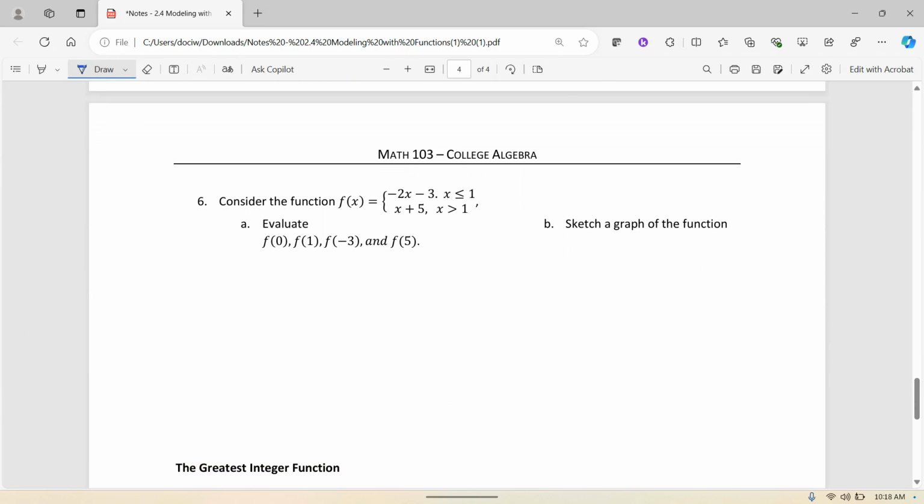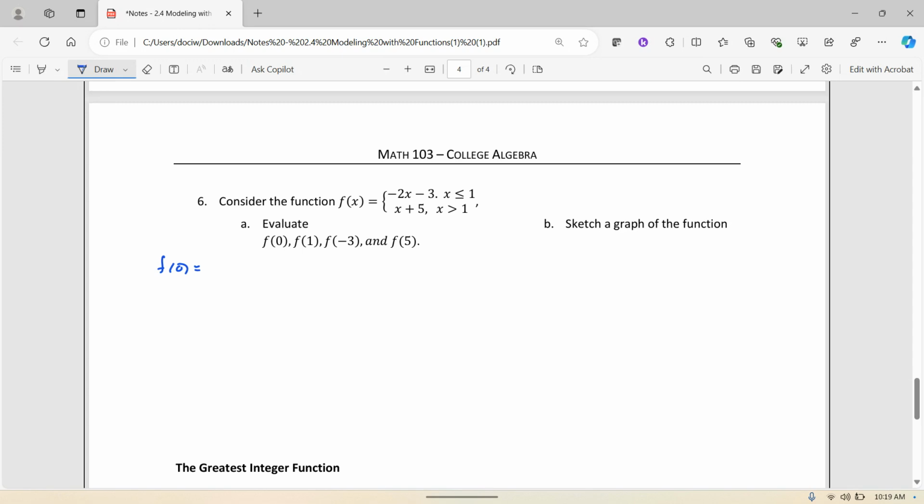So let's just suppose that we're looking at a piecewise function that we were given, number 6. We have two pieces of the function. f of x equals negative 2x minus 3, and f of x equals x plus 5. You never use both pieces of the function at the same time. We're going to use the negative 2x minus 3 for values of x less than or equal to 1, and we use x plus 5 if x is greater than 1. So first off, we want to look at f of 0, f of 1, f of negative 3, and f of 5.